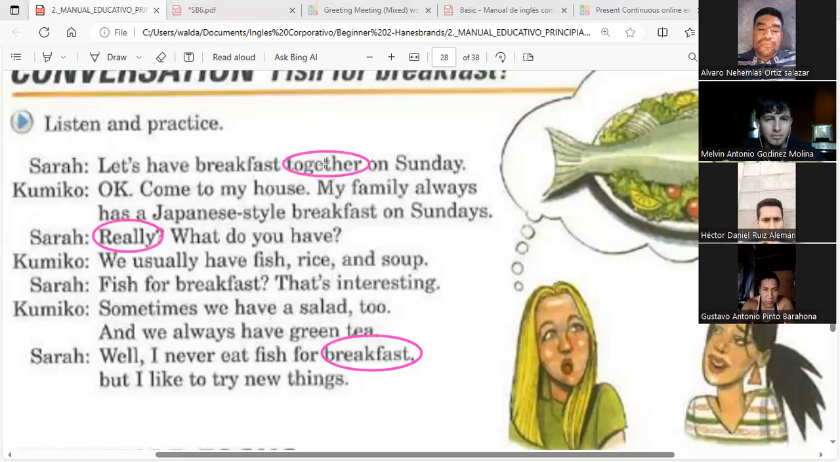Together means everybody together in the same place. Okay? So, for example, we have class together. Everybody is in the same place. Okay? So, what do you know together in Spanish? How do you say together in Spanish? Juntos. O juntas.